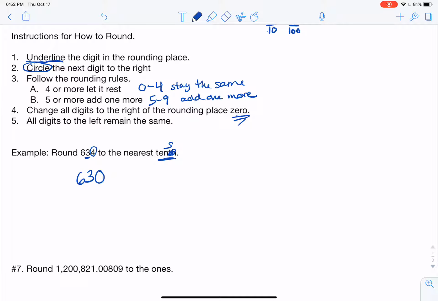Another example, let's just do 636 and round to the tens. So in this case, we underline the tens, we circle the one to the right. We see that it's a 5 or bigger, so we're going to add 1 to this place value, to the tens. So it becomes 6, 4, and then of course everything after becomes a 0. So that would be your answer in this case. And you can do this for any of the place values, whether it's the tens, hundreds, millions, or if it's like tenth, and so on.